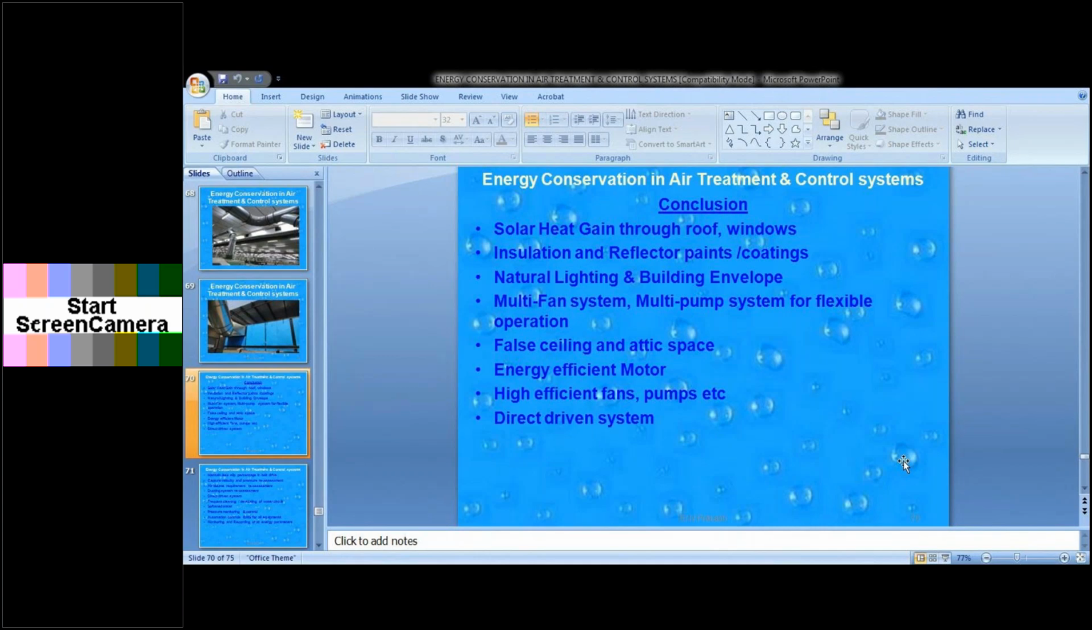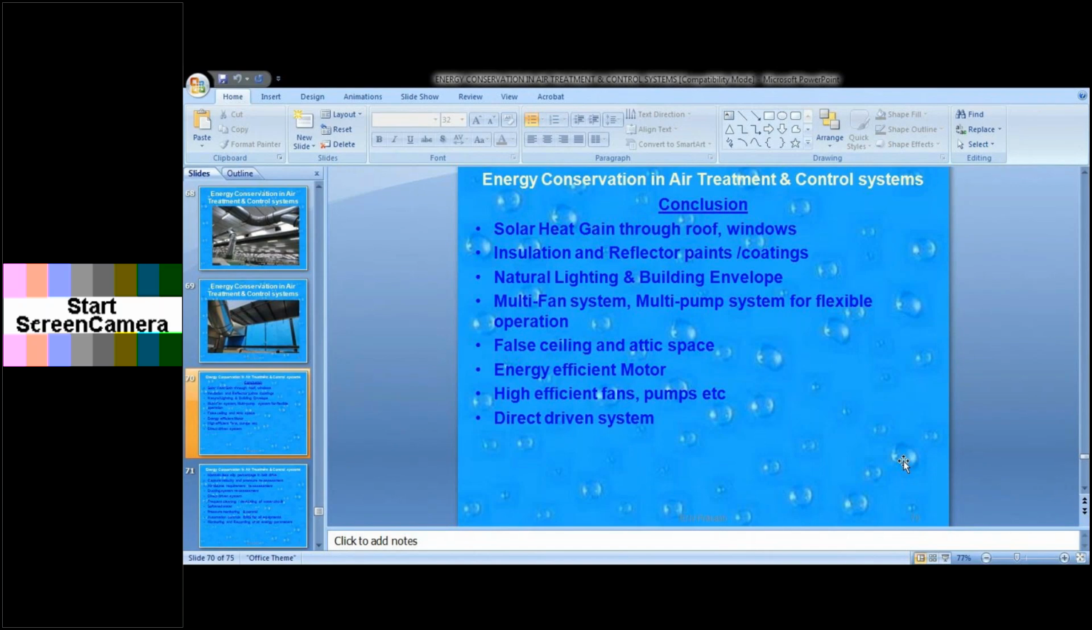There are many glasses available with a low coefficient of heat transfer, low transmission glass. I think Saint Gobain is doing that type for large scale buildings, recommended by the Green Building Council or the Bureau of Energy Efficiency. Based on that, glasses are available, as well as fan systems also. There is a lot of scope.